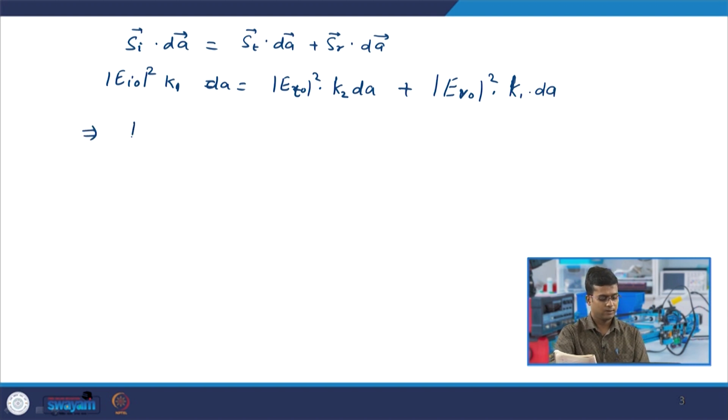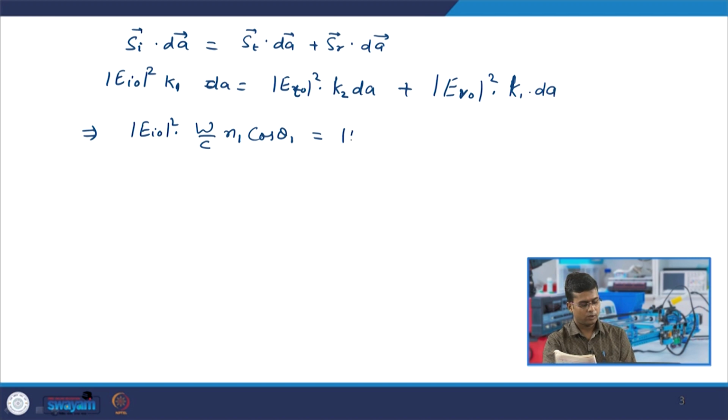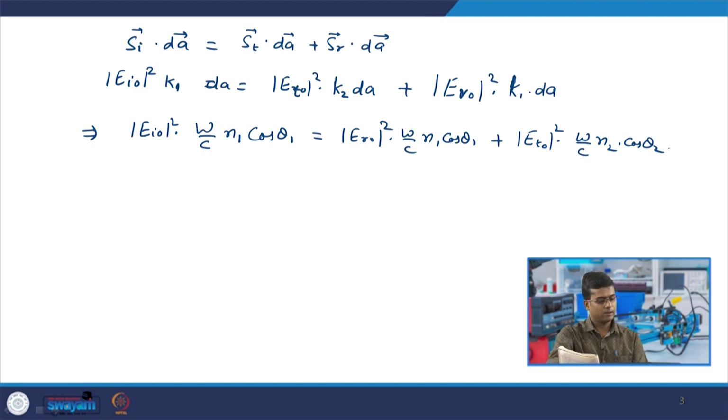So, you have mod E_I0 squared into K_1, where K_1 is omega by c into n_1 cos theta_1, you take the theta component, is equal to mod E_R0 squared omega by c again n_1 cos theta_1 plus mod E_T0 squared omega by c now n_2 cos theta_2. Because it was a vector, that is why you have cos theta_2, and I have removed dA now. Okay. So, we arrive at this relation, omega by c cancels out from here.